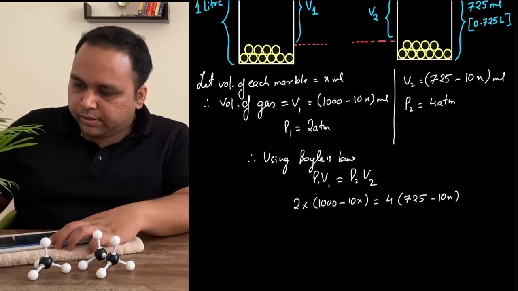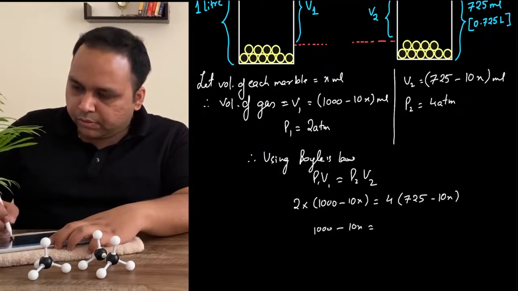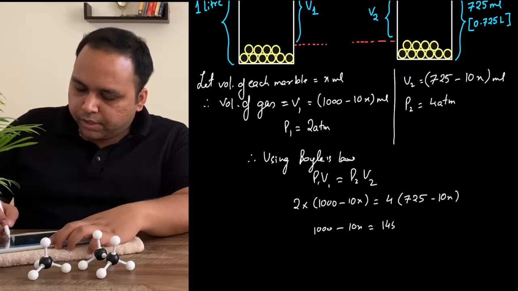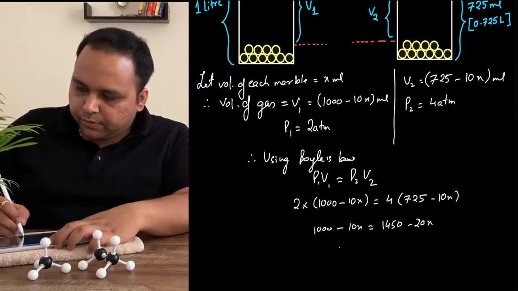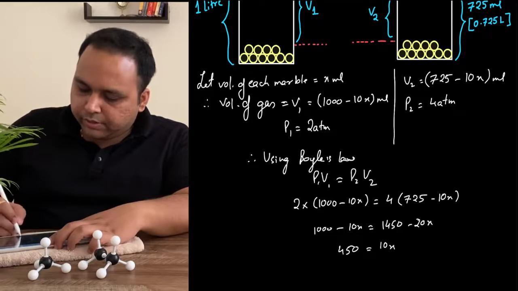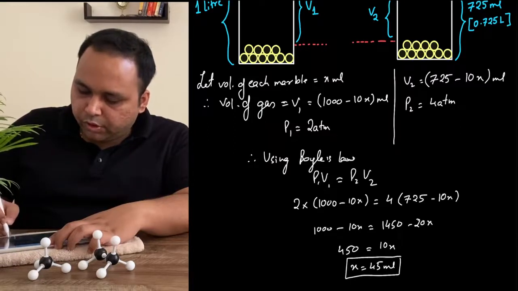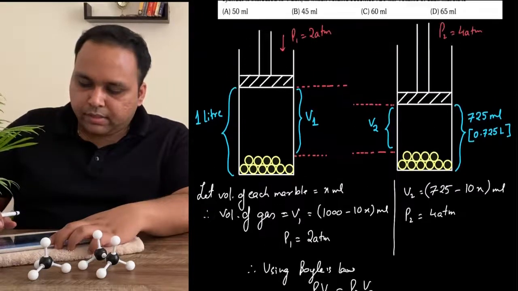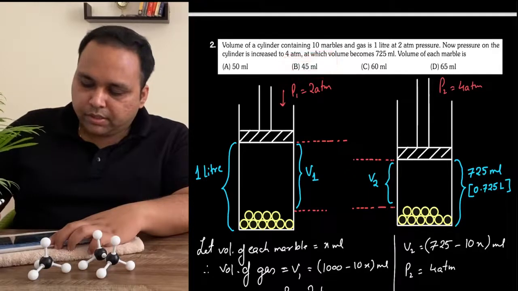If you solve this, you'll get 1000 minus 10x is equal to 1450 minus 20x. Rearranging the terms, you get 450 is equal to 10x, or x is equal to 45 ml. So this is your volume of each marble, and let's see which option it is. So this is your option number B. So let's mark this as our answer.